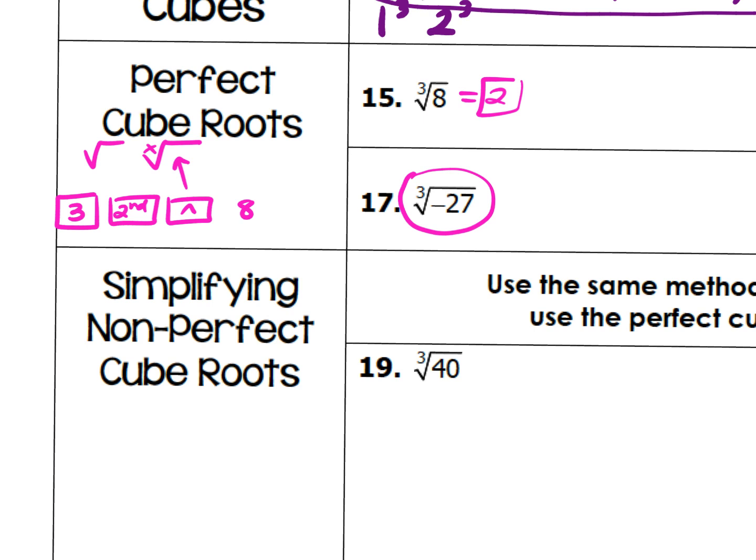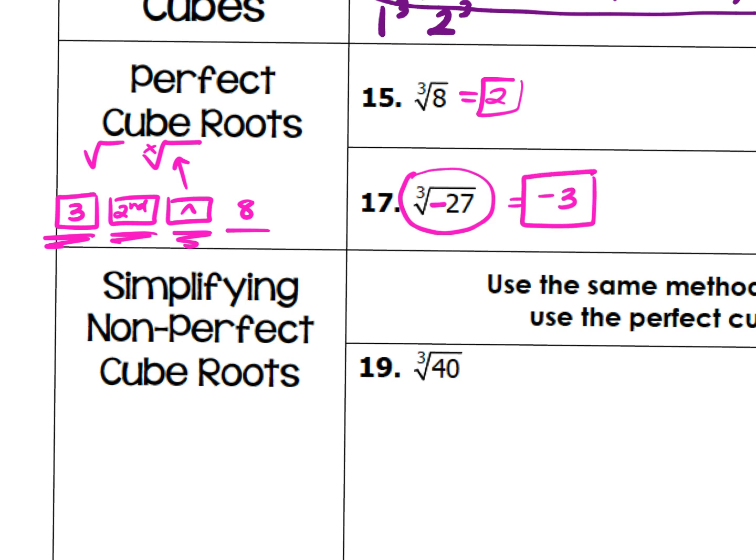Yes, because here's the deal. A square root, you cannot, because a negative times a negative is a positive. But what's a negative times a negative times a negative? A negative. So with cube roots, you can have a negative under there and get an answer. Try this. Plug in 3, second, caret, and then negative 27. What do you get? It's a negative 3. It's negative 3 times negative 3 times negative 3.